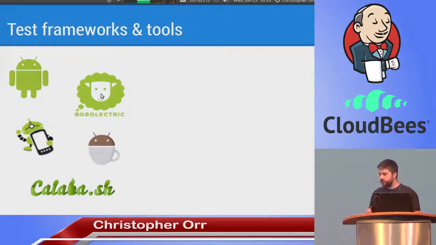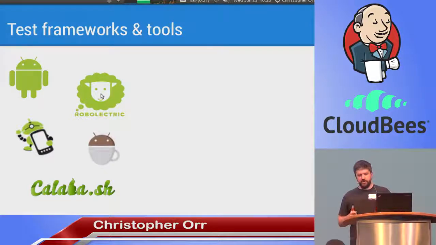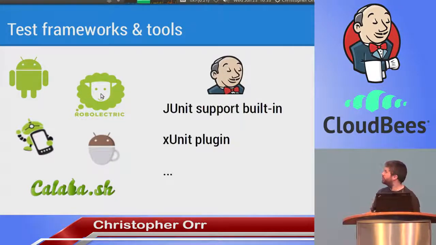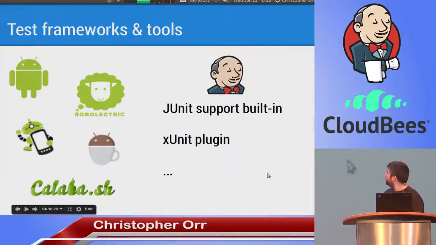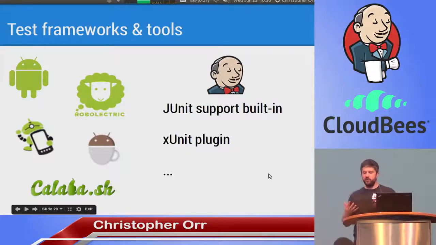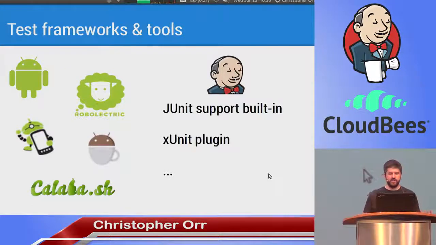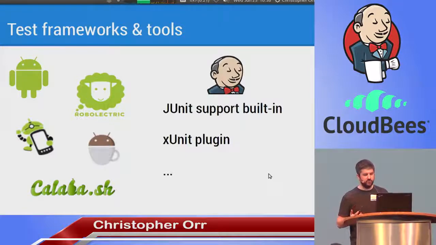However, the default Android test runner doesn't output JUnit XML, which, on the Jenkins side of things, would be pretty handy because we have JUnit support built in. Of course, we have the xUnit plugin. So essentially, if you can get Android to output one of these formats that's known to Jenkins, it can parse your test results and show a nice report to you.